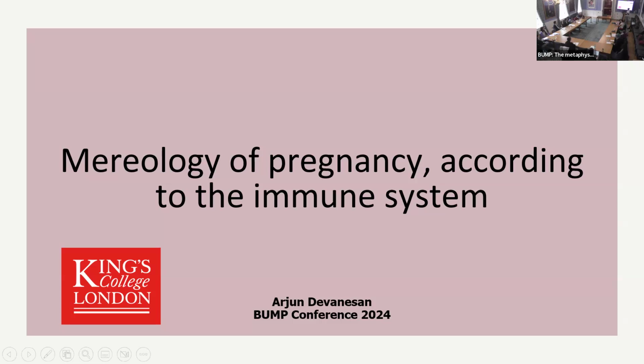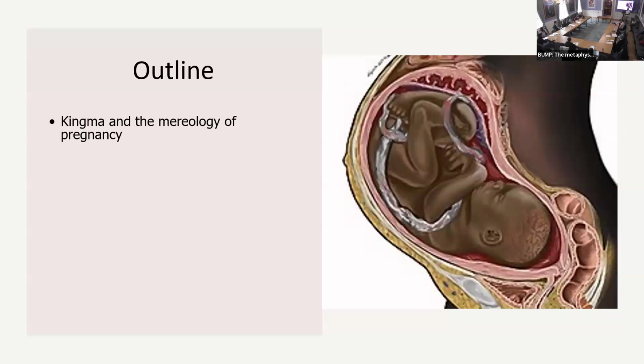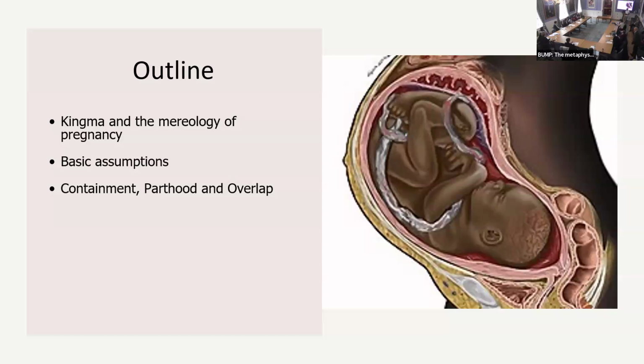This is, as the title suggests, a thesis about the mereology of pregnancy, but specifically according to the immune system. There is some interesting and one horrifying image of a fetus. So just to warn you, this isn't the horrifying one. I'm going to quickly go over the background to this project, which we heard about a little bit yesterday. And then some of the basic assumptions that I'm not going to argue for, I'm just going to take from standard immunology. And then there'll be some interesting diagrams of the different mereological options.